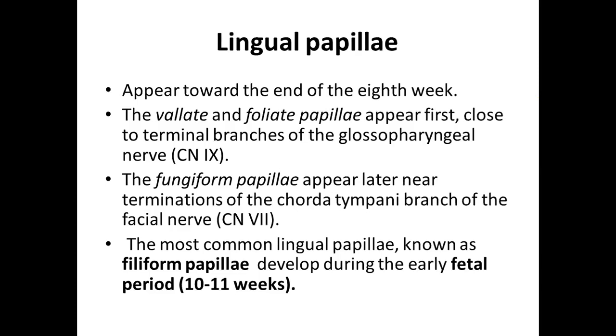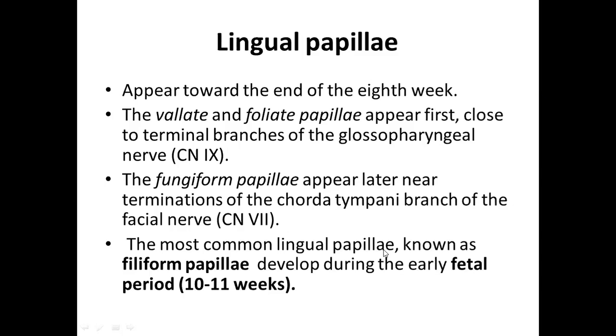Now something about the lingual papillae. They first appear towards the end of the 8th week. The vallate and the foliate papillae are the first to appear. Since they appear in the posterior one-third of the tongue, they are close to the terminal branches of the glossopharyngeal nerve. Then the fungiform papillae appear later near the terminations of the chorda tympani, which is a branch of the facial nerve, taking only the taste sensations from these taste buds.